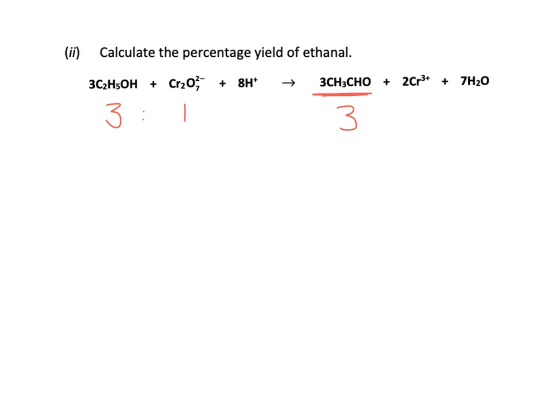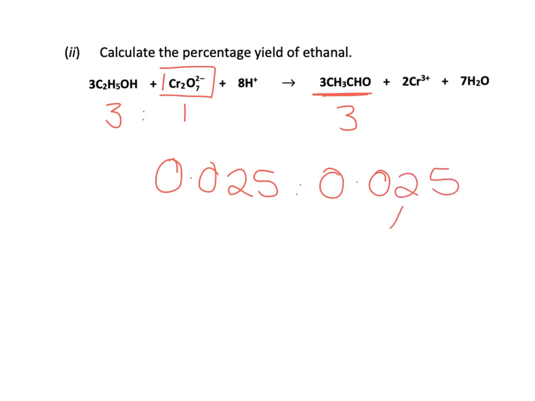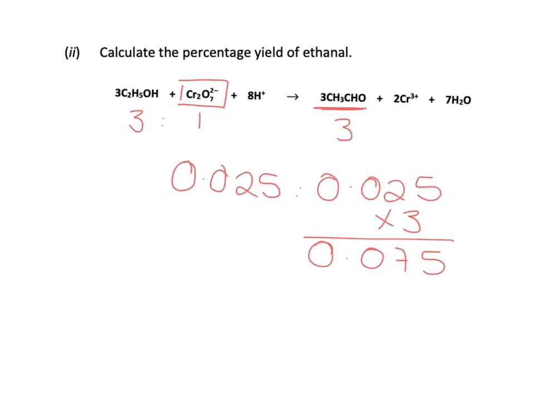Now when you're working with things like this, you always have to be really careful. You work with the limiting reagent, and we figured out in the last question that our sodium dichromate was the limiting reagent. In fact, the 1 represents 0.025, and I can see from the question that I'm going to make 3 times the amount of ethanol. So to calculate that, I take my 0.025, I times that by 3, and I get 0.075.